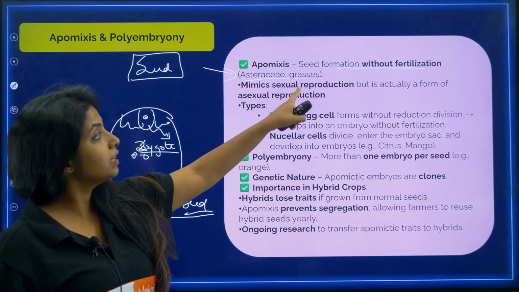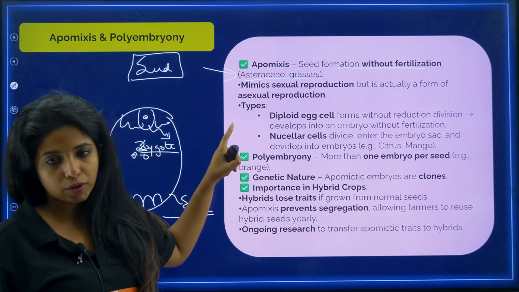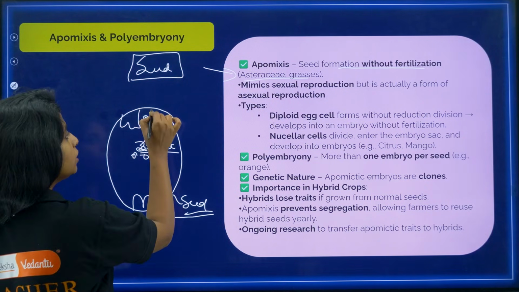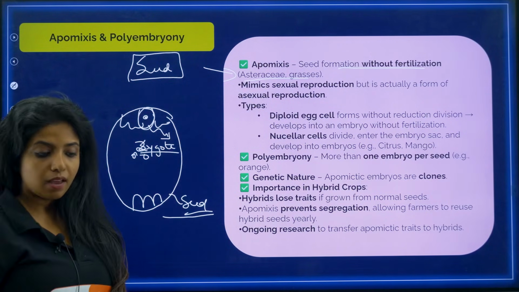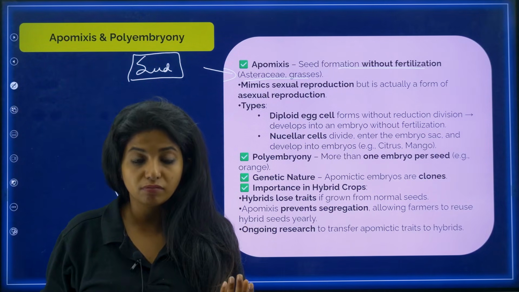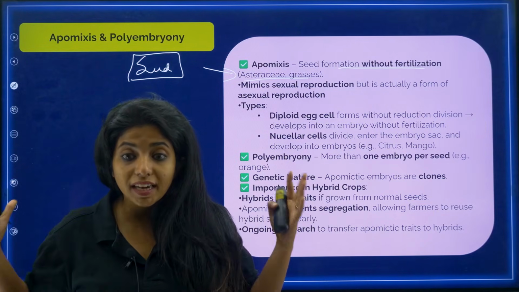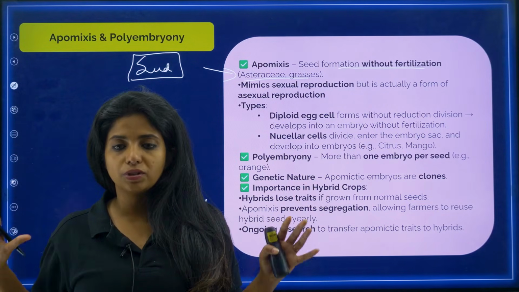So it basically mimics sexual reproduction, but it is actually a form of asexual reproduction. Why? Because only the female gamete is being taken. That means the female plant characteristics are being seen in the progeny which will be produced in the seed. There is no other parent, there is no genetic variation. So it is asexual reproduction, there is no fertilization of gametes.